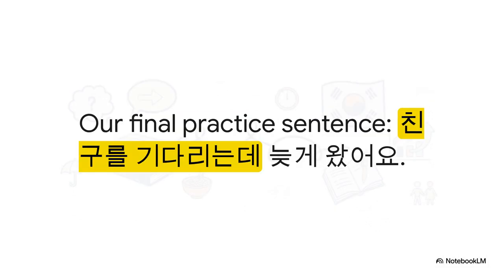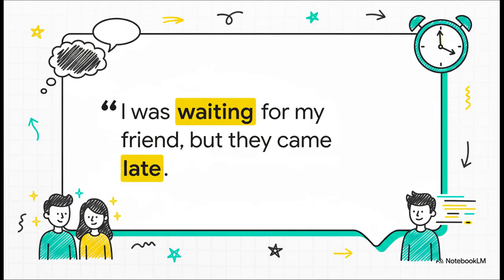Okay, for our last practice sentence, we're going to see a slightly different use of eun-de. Let's listen. 친구를 기다리는데 늦게 왔어요. Again, just listen for the natural flow. 친구를 기다리는데 늦게 왔어요. And for the last time. 친구를 기다리는데 늦게 왔어요. So in this case, eun-de isn't really about a strong contrast. It's more about providing some background information. The first part, I was waiting for my friend, sets the stage for what happened next. They came late. It's like you're telling a little story. See how powerful this one connector really is?